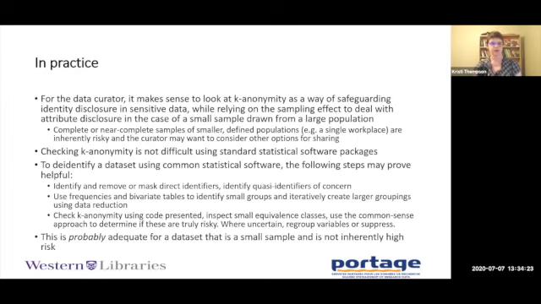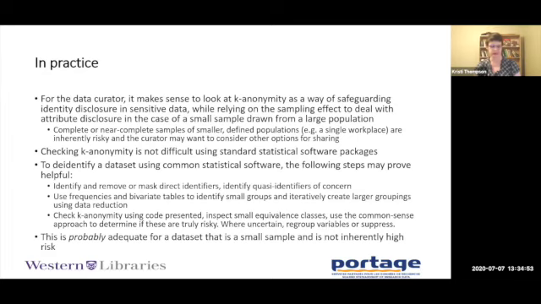However, complete or near complete samples of smaller defined populations, for example, a survey of a single workplace or the people who are attending a particular program, are inherently much riskier in a way that can't completely be compensated for using k-anonymity. And the curator may want to consider options for sharing that do not involve public release of even anonymized data. Checking k-anonymity is not difficult using standard software.